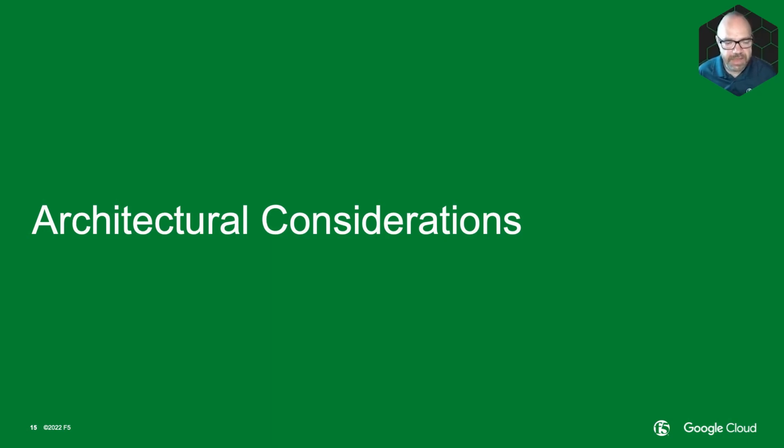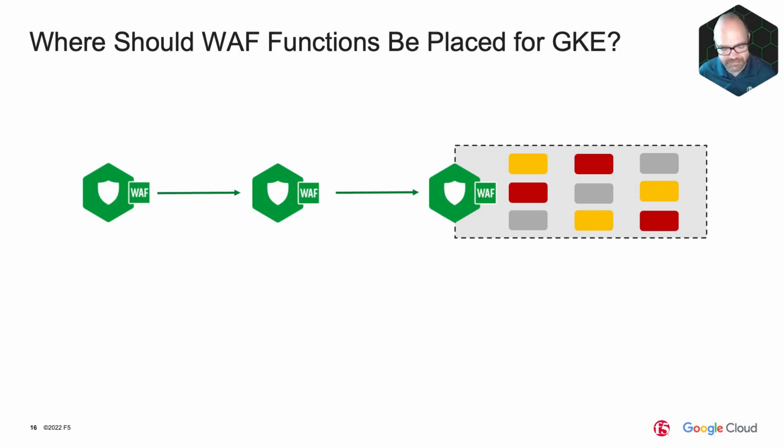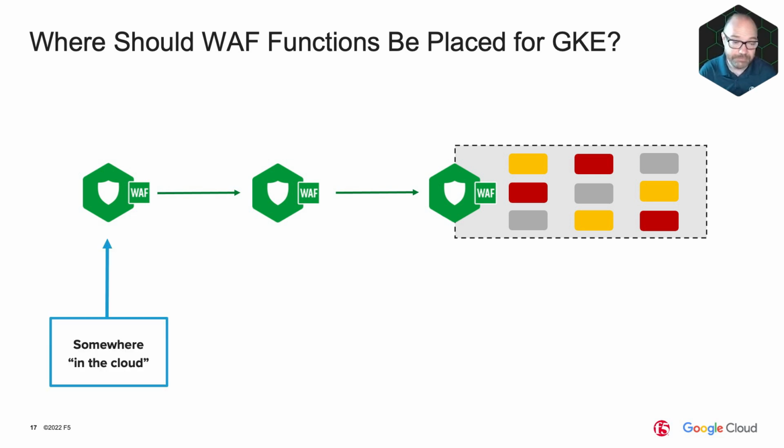Okay, so let's talk about architectural considerations. There are, amazingly, everyone's going to be shocked by now, 3 places that you can put a WAF to protect your application running in GKE. The first place is somewhere in the cloud. Now, this is not a bad place to put things. There are cloud WAF solutions out there that you can take, including ones from F5.